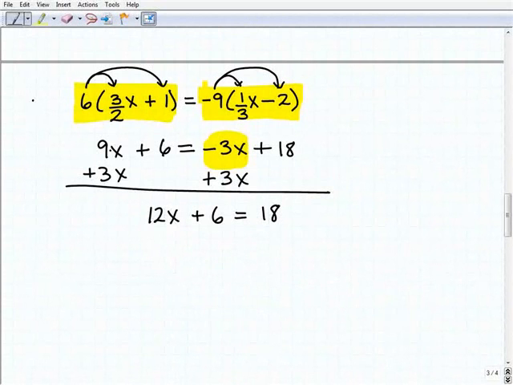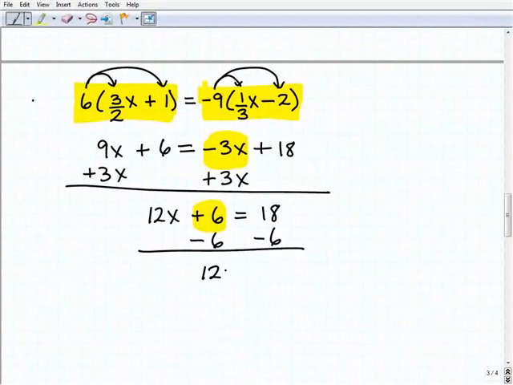Okay, so let's see here. We had 9x plus 3x, that's 12x plus 6. Our 3x's went away over here and left with 18. So now I'm going to move my numbers all over to the right-hand side. So I'm going to subtract 6 on both sides of the equation. And I get 12x is equal to 12. And how nice is that? 12x is equal to 12. So to solve that equation, just divide both sides of the equation by 12, and I get x equals 1.